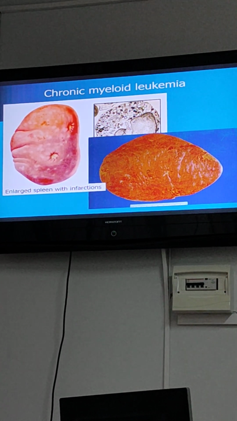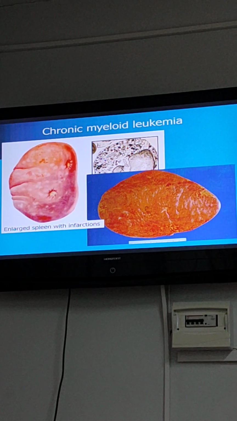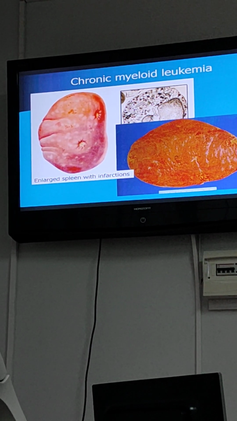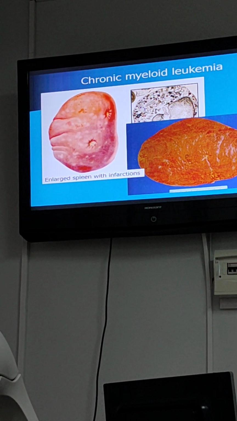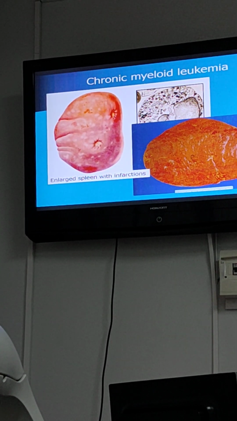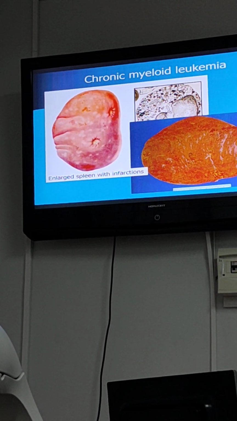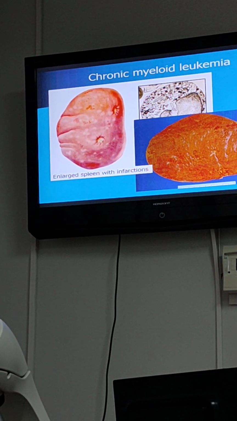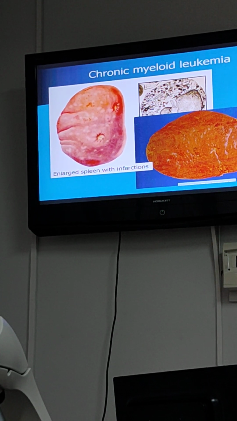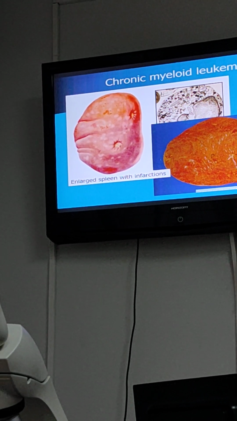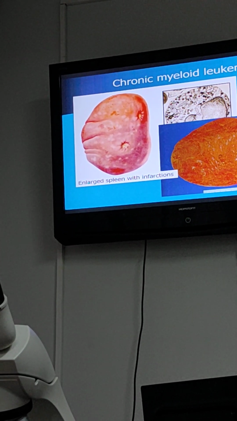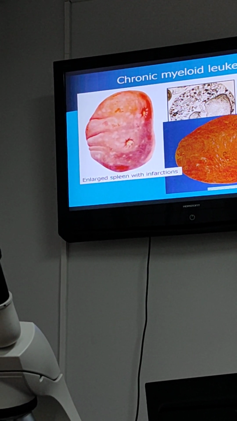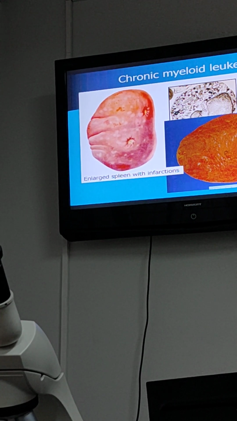In chronic myelocytic leukemias, the liver and spleen can weigh some kilograms, 5 or maybe 6 kilograms. In lymphocytic leukemias, maybe 1-2 kilograms. They are also enlarged, but not so big. This is one difference: different organs predominantly enlarge, lymph nodes or hepatosplenomegaly.